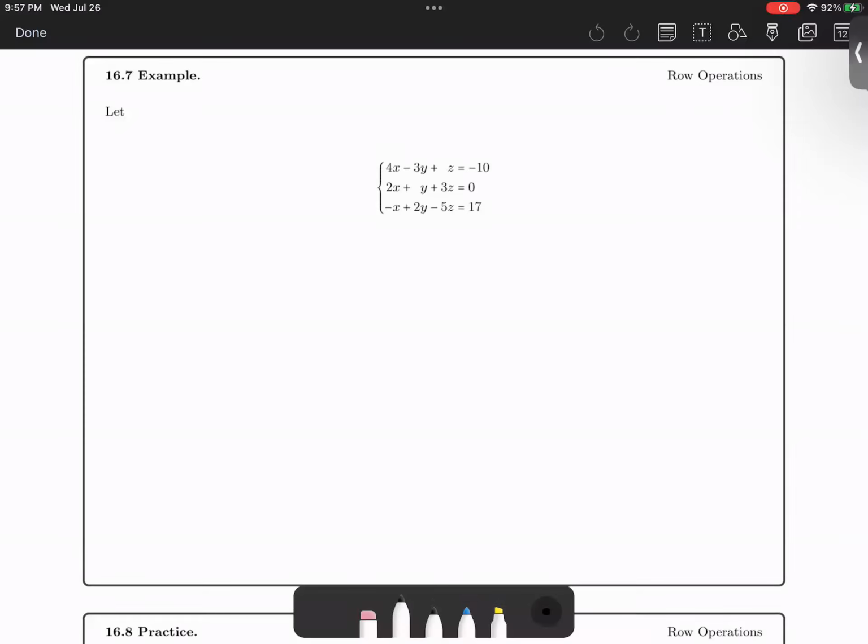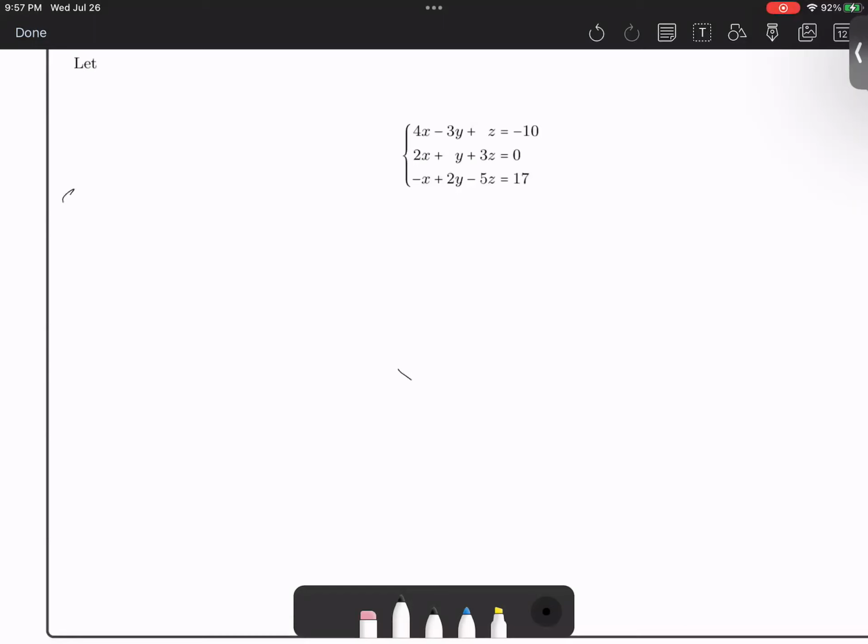Okay, so let's copy down the system. We've got 4x subtracting 3y and adding a z should give us minus 10. We also need 2x plus y plus 3z to be 0. And we also need minus x plus 2y minus 5z to be 17.